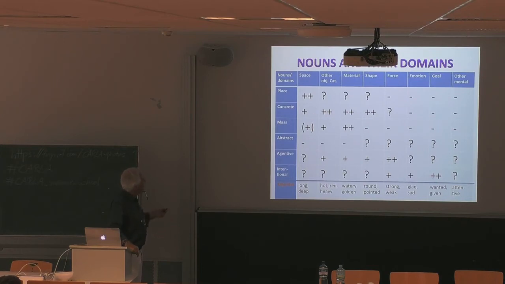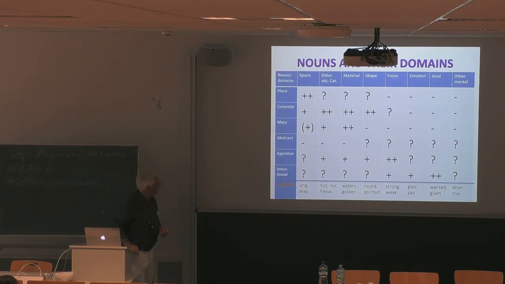Abstract nouns don't have these properties. I don't know whether abstract nouns have shapes. I mean, these are optional, I think. Agentive needs the force domain, intentional needs the goal domain. So by looking at what domains are the central ones for different types of nouns, I get the classification of nouns.